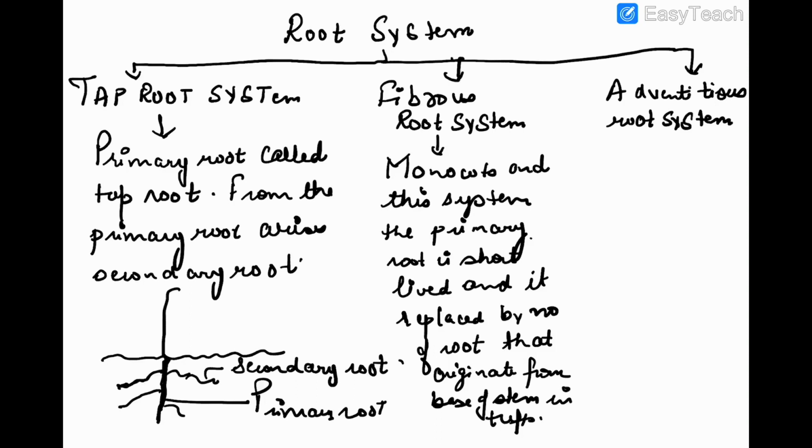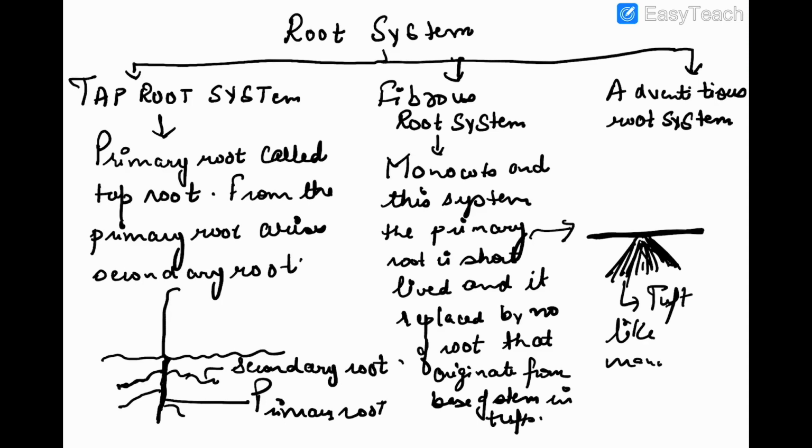If I make the diagram of fibrous root, here the primary root is short-lived. If this is the soil surface, many roots originate from the base of the stem in a tuft-like manner. This is fibrous root. It is seen in monocots. Here the primary root is short-lived and it is replaced by a number of roots which originate from the stem in a tuft-like manner. Now let us talk about adventitious root.